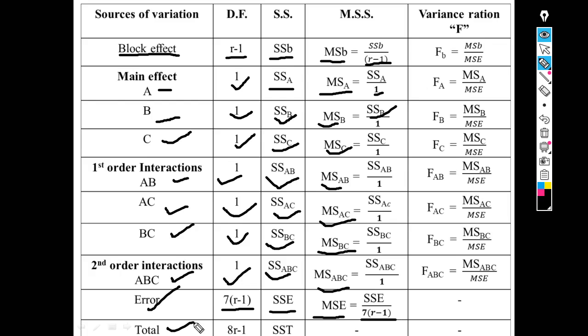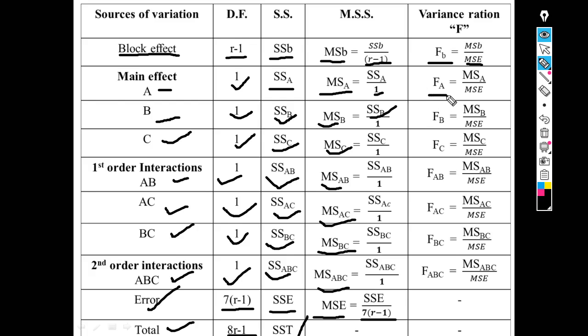Then for total, we know that in RBD degrees of freedom is TB minus 1. So in this 2Q factorial experiment, T is 8. So here we get 8R minus 1 degrees of freedom for total. And total sum of square is denoted by SST. So with the help of these mean sum of squares, we find variance ratio to test above 8 hypotheses. So for block effect, it is denoted by capital F to the base B, and it is MSB upon MSE. That is mean sum of square due to block effect upon mean sum of square due to error.